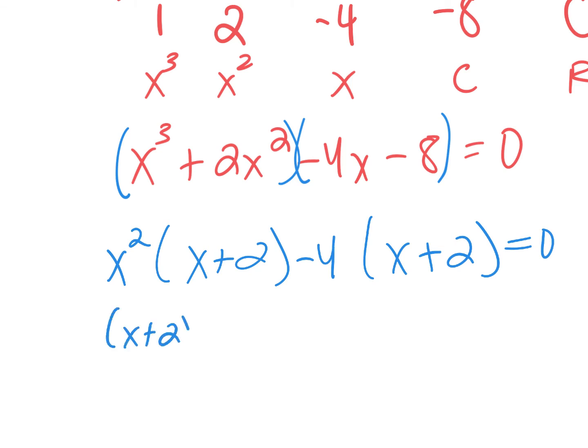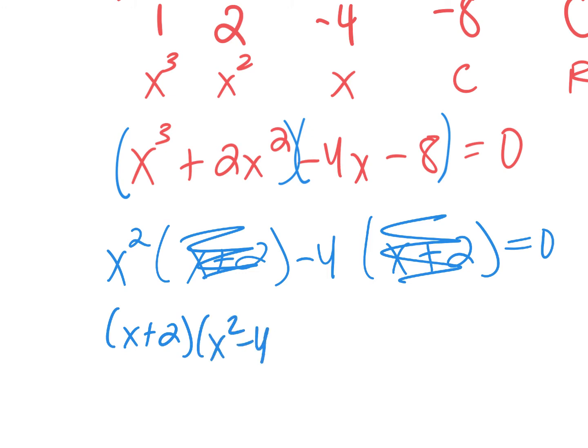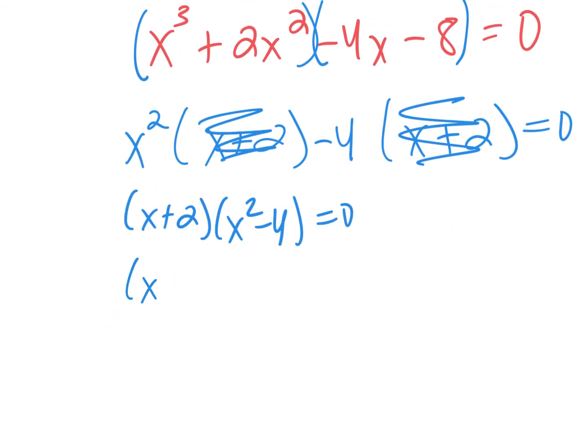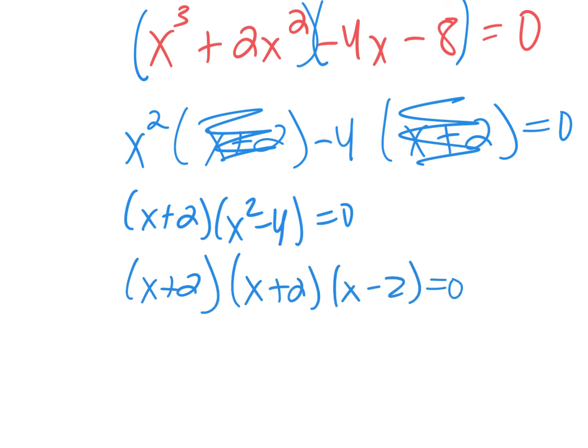Take out the x plus 2. What do you have left over? X squared minus 4 equals 0. Can you factor that more? Yep, sure can. X plus 2 in the front here. This becomes x plus 2, x minus 2, all equals 0.